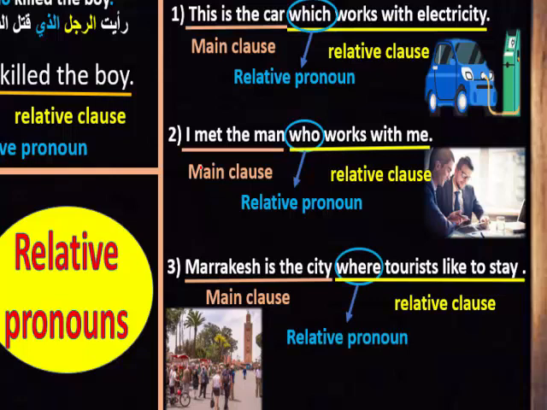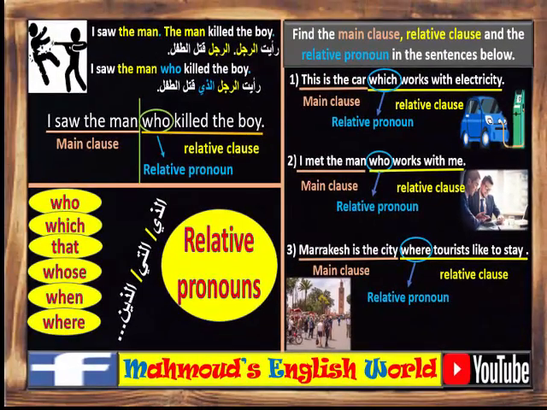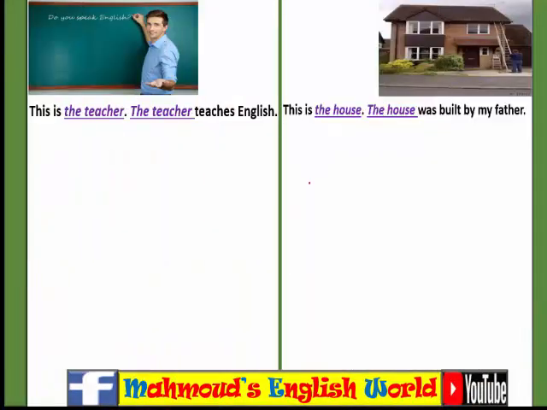Okay, I hope that you understand this part. If you don't, try to repeat the video so that we can go on to talk about each relative pronoun separately. And we'll start with these 2 relative pronouns. Let's have a look at this one. This is the teacher. The teacher teaches English. Again, we have the same problem. This is the subject, and it's repeated. So the teacher, right? To make it a better sentence, we can use who.